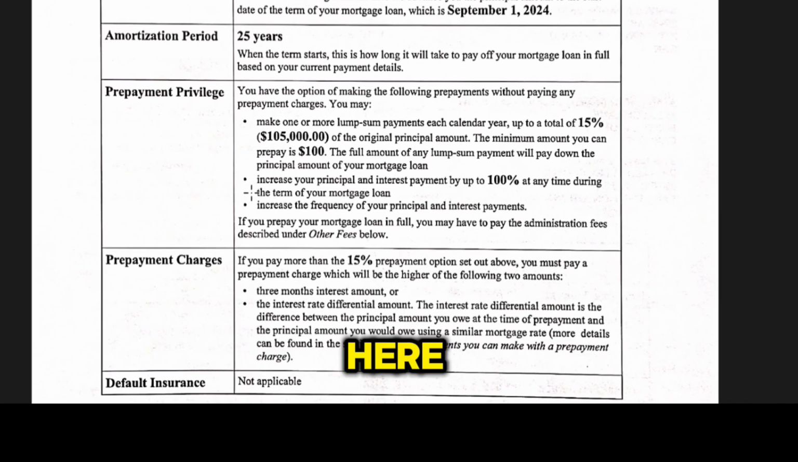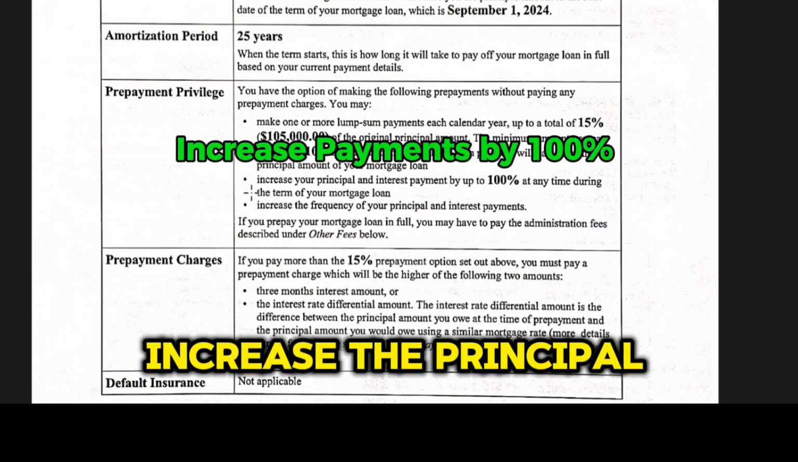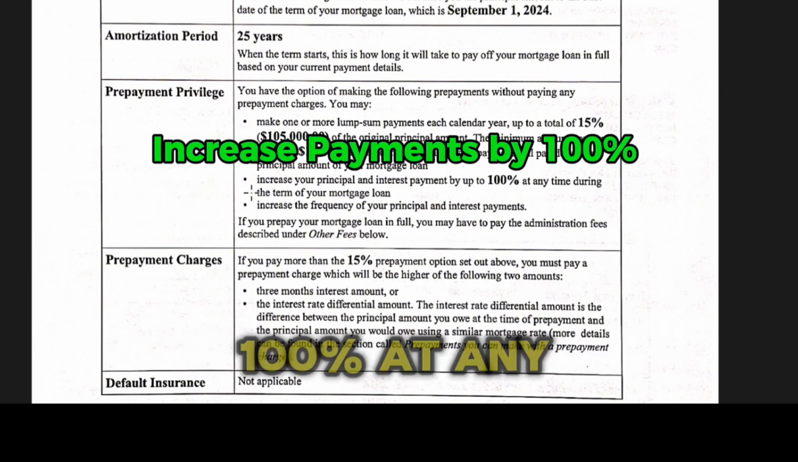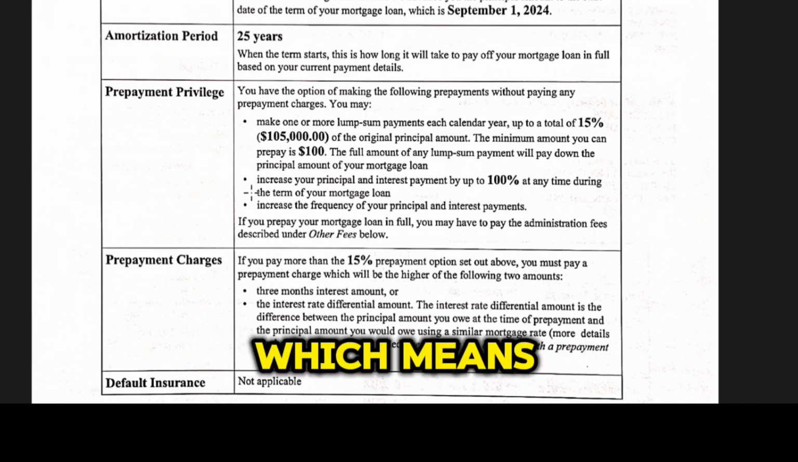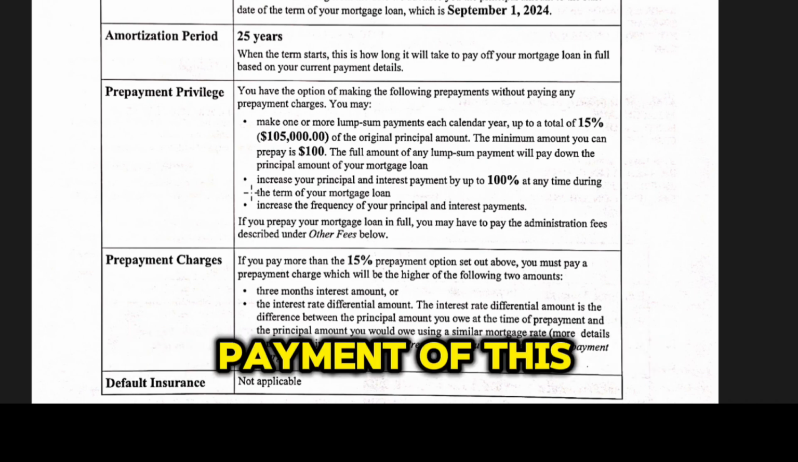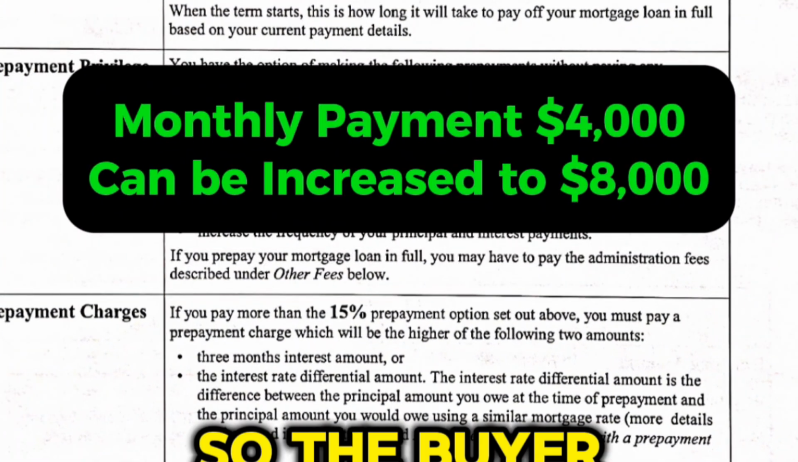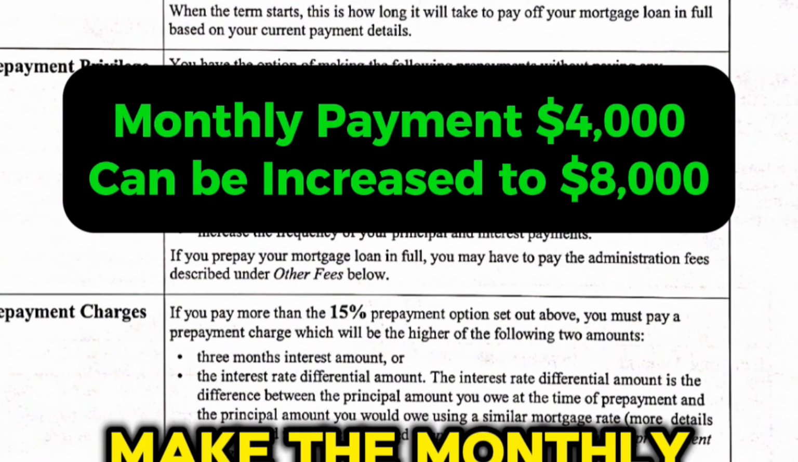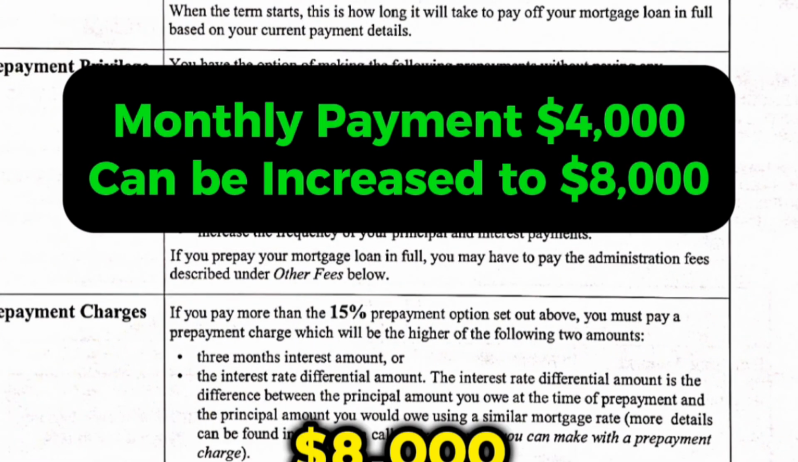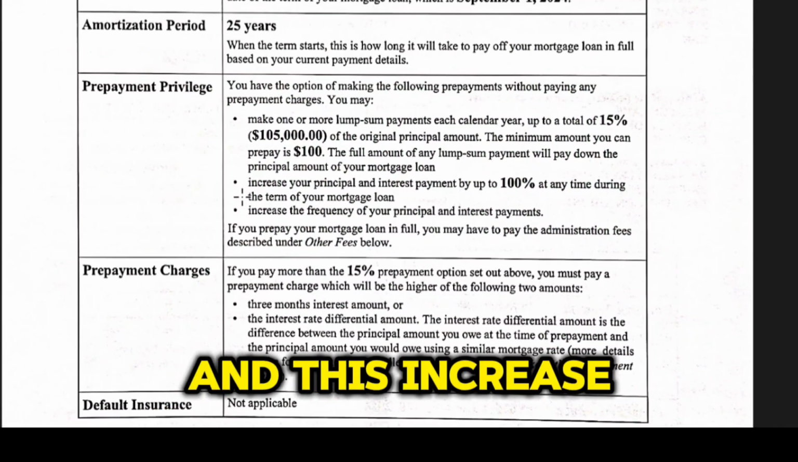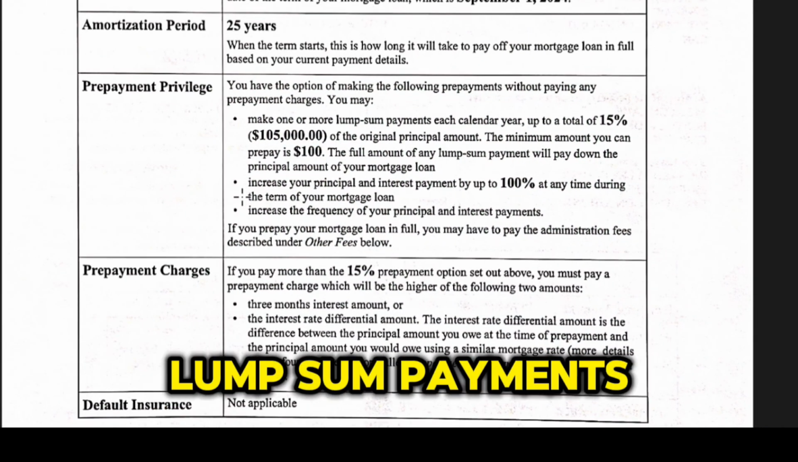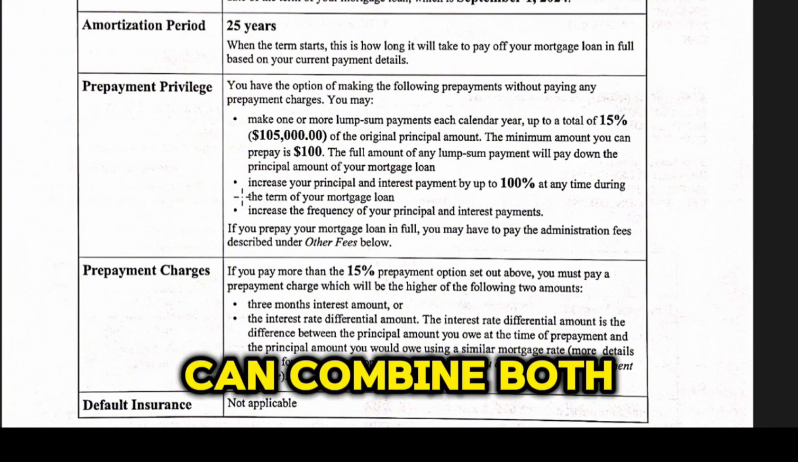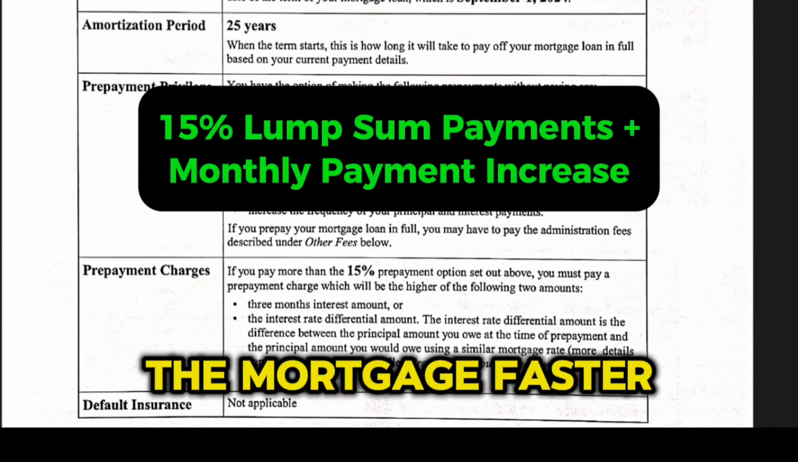The second point here provides an additional privilege to the buyer where he can increase the principal and interest payments by up to 100% at any time during the term of the mortgage, which means, assuming the monthly payment of this mortgage loan is $4,000, the buyer can make monthly payments up to $8,000 without any penalty. And this increase in the payments is in addition to the 15% lump sum payments. So a buyer can combine both these privileges to pay down the mortgage faster.